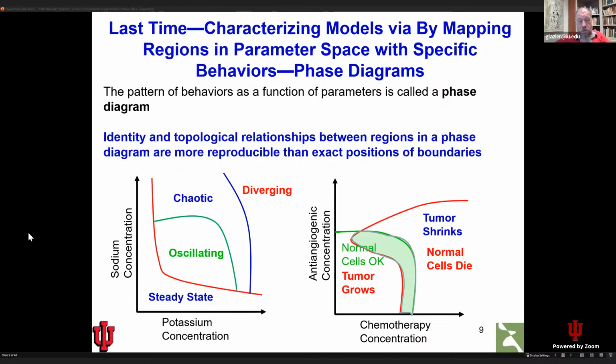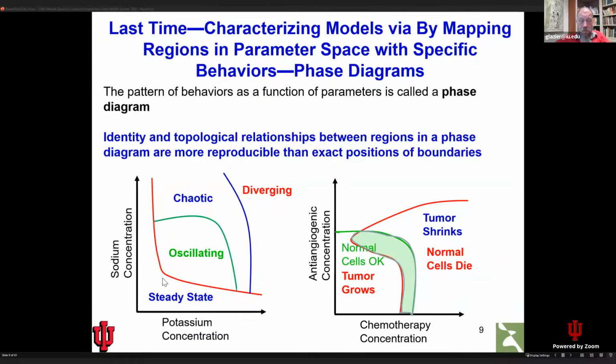And one of the things that we do most often is to create what are called phase diagrams, where we have a plot, for example, of two parameters in our system, and we do a map, which we say, for this set of parameter values, we see a steady state solution. And for this set of parameter values, we see oscillating solutions. And the borders between these domains of different behaviors, the boundaries themselves, are called bifurcations.